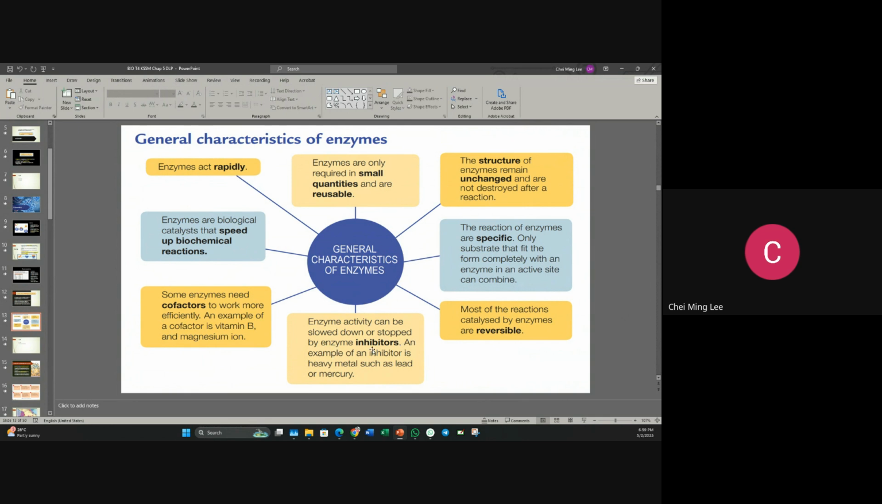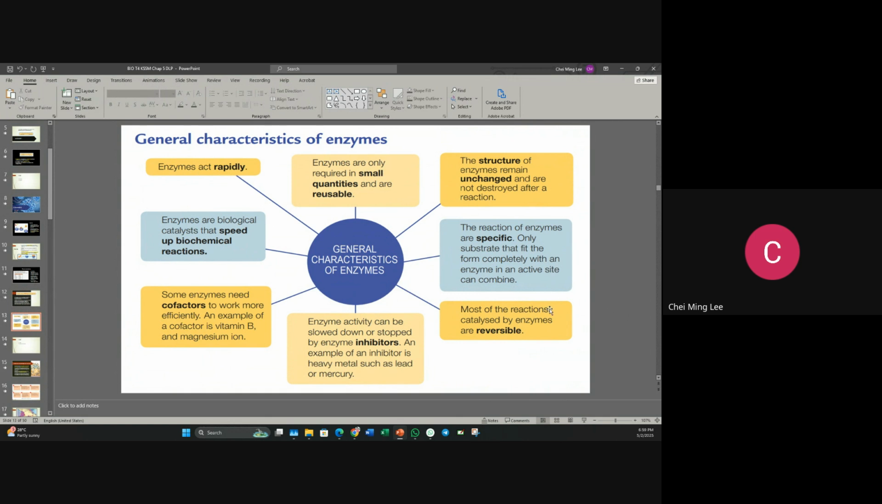Okay, an example is heavy metal, like lead and mercury. That's why when you accidentally take in heavy metal, okay, you will die easily because all of our processes need enzyme. Heavy metal destroys enzyme. So no more enzyme, no more daily activities. Then eventually you will die.